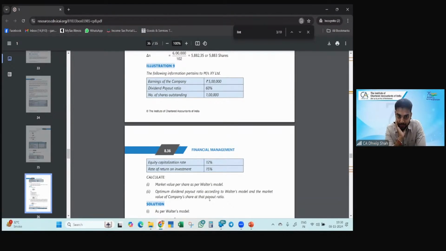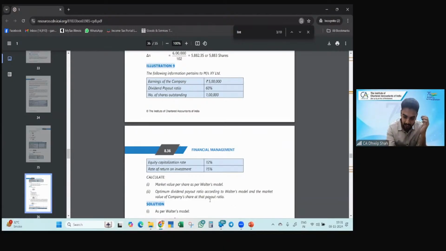Earnings is 5 lakh. Dividend payout ratio is 60%. So can I say retention ratio would be 40%? Yes or no? If dividend payout is 60, then retention would be 40. Number of shares outstanding is 1 lakh. So earnings of the company, 5 lakh, divided by number of shares outstanding, 1 lakh, gives EPS, earnings per share, of 5.